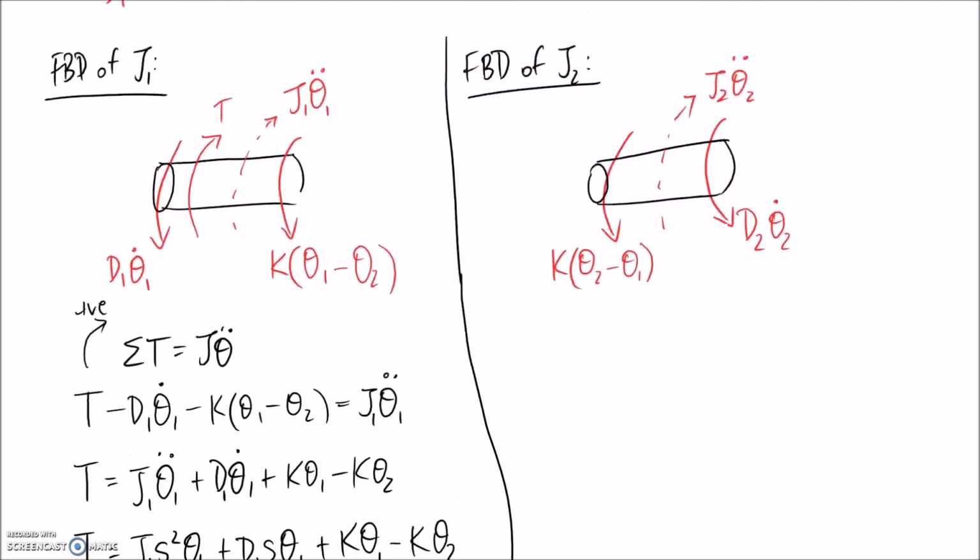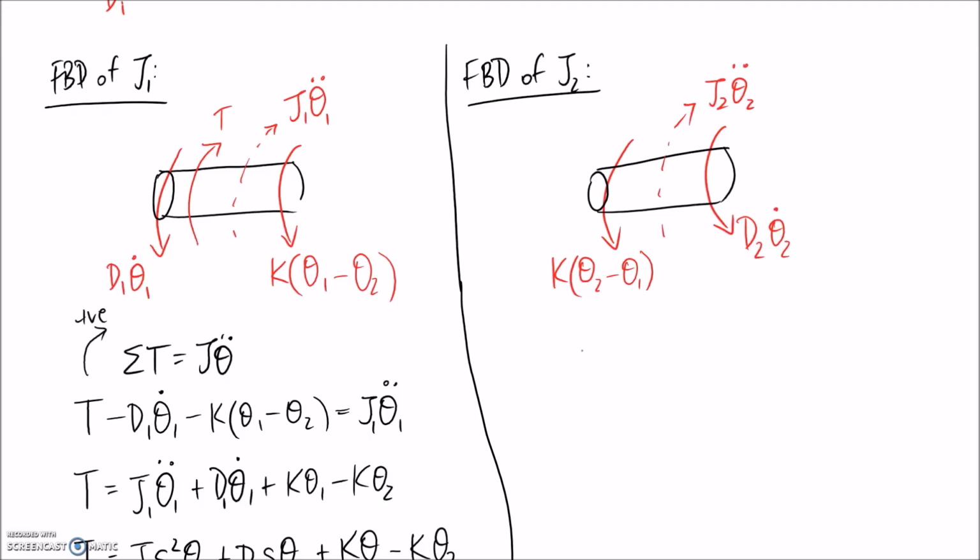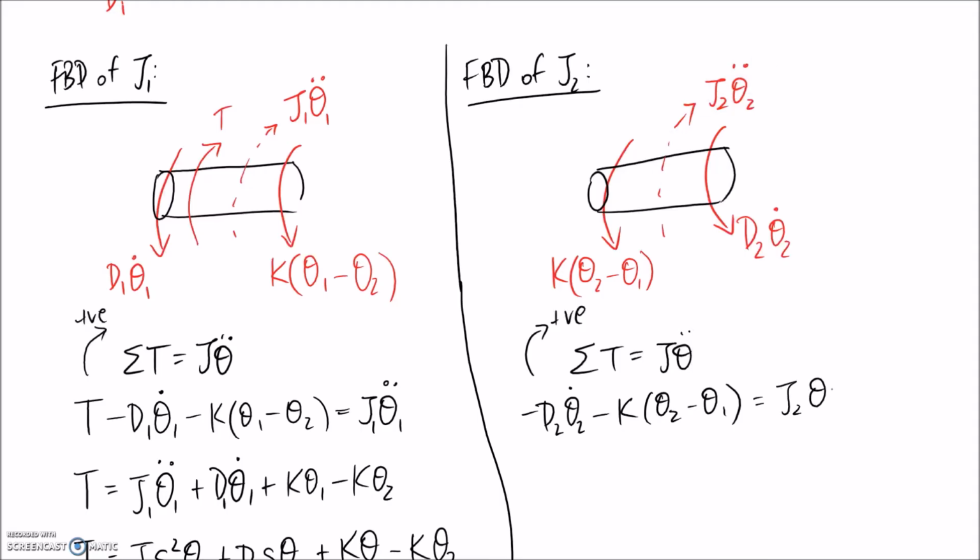So let's go through and repeat this process on the other one. Alright, so we've got this torque here applied in the negative direction, so it's minus D2 theta 2 dot. This is also in the negative direction, and the other side of the equation relates to this part here. It's drawn in the positive direction.